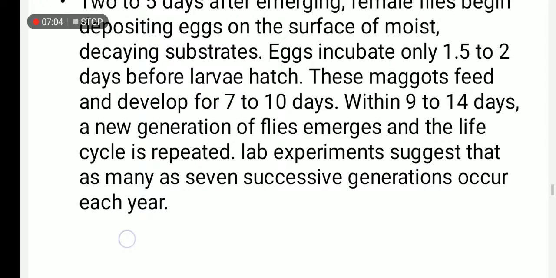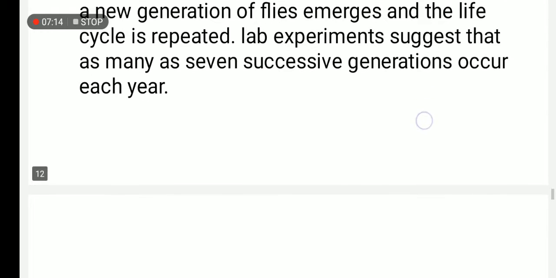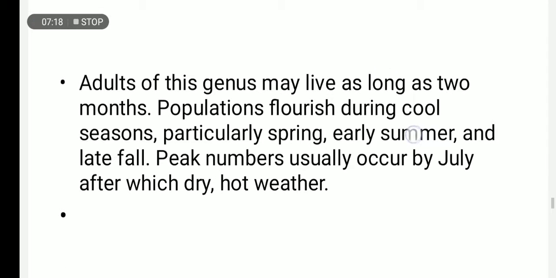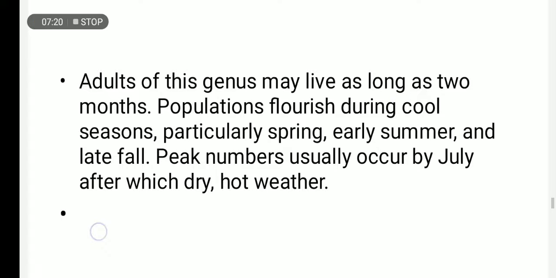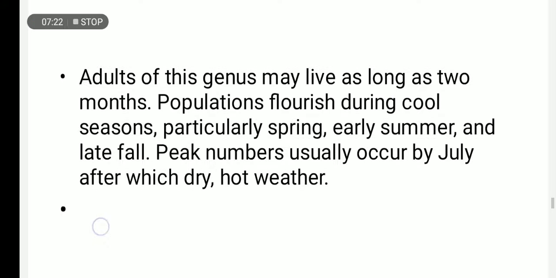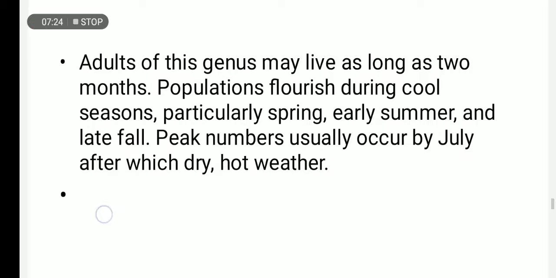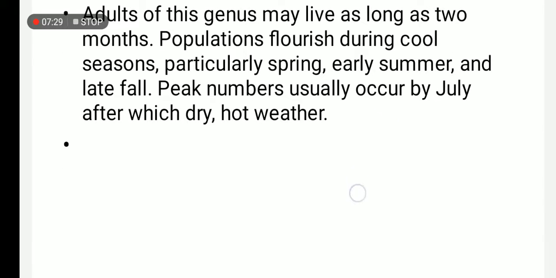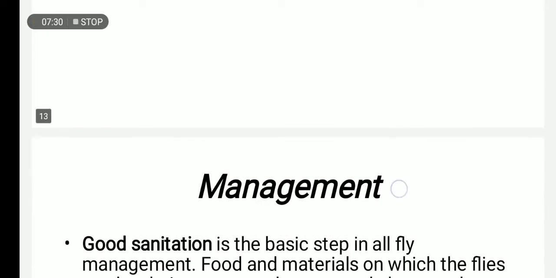It is difficult to observe these flies in the wild, but lab experiments suggest that each year 7 successive generations of these flies occur. Adults of the genus may live approximately 2 months. Populations flourish during the cool seasons, particularly spring, early summer, and late fall. Peak numbers usually occur by July, after which dry, hot weather follows.